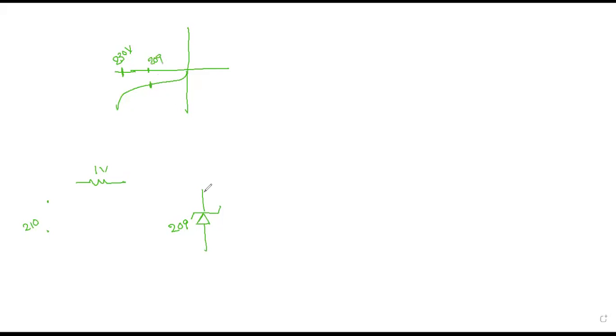By that, what decreased, sir? The voltage across the resistor also decreased. VL also decreased. Why? Because this is not 230, it is 209. VL is decreased means the current through the load resistor is also decreased. Means your appliance won't work properly here.